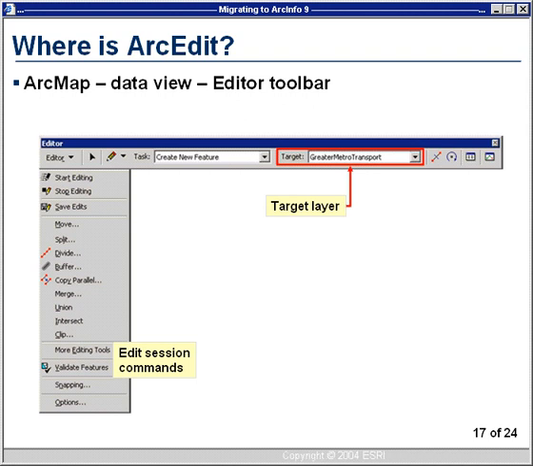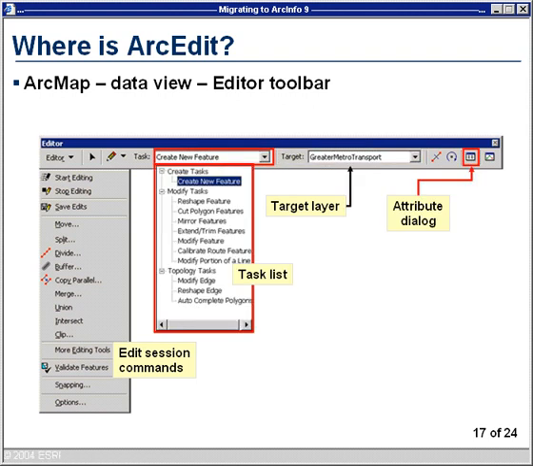Your first step thereafter is to start choosing a target layer, in other words, which data set you'd like to edit, similar to setting your edit coverage if you choose. Thereafter, you would choose a function or task to execute. So at this point, I would like to perhaps create a new feature, or perhaps I'd like to reshape a feature, or mirror or extend a feature, or calibrate a route. These things should be familiar to you as Workstation ArcInfo users. We often used to mirror, clip, cut, and so on.